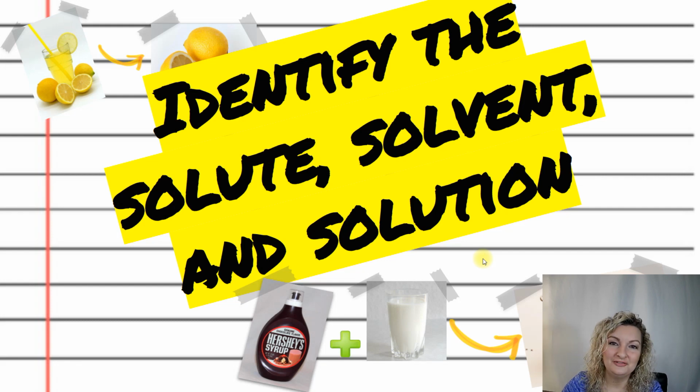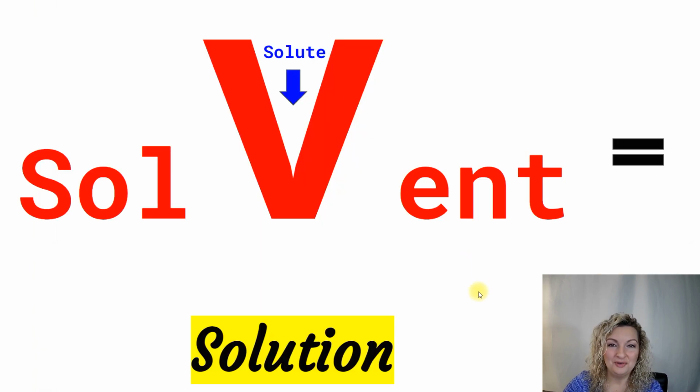So today we're going to be identifying which component is a solute, solvent, and solution. So let's go ahead and review. Now remember that you are always going to put the solute into the solvent and it's going to equal a solution, okay? I just remember that because the solution is our end product, like in math. And I remember that solute is a smaller word, it has fewer letters than solvent. So we're always going to put the solute into the solvent, okay?